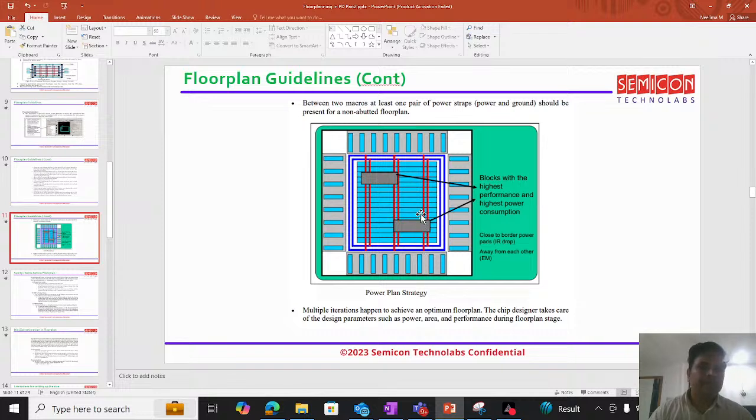Okay, if you place these macros somewhere else, and the power and ground pads are away from them, then the stripes connecting from the pads to the macro will again have a resistance factor, which will again increase the IR drop. So that's the reason we need to make sure that the blocks are placed close to the power pads.